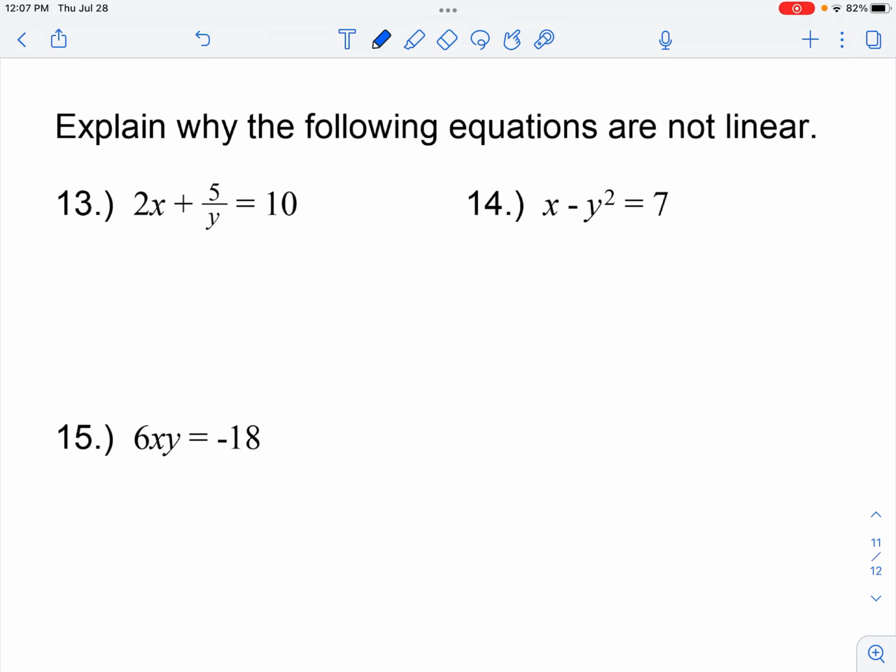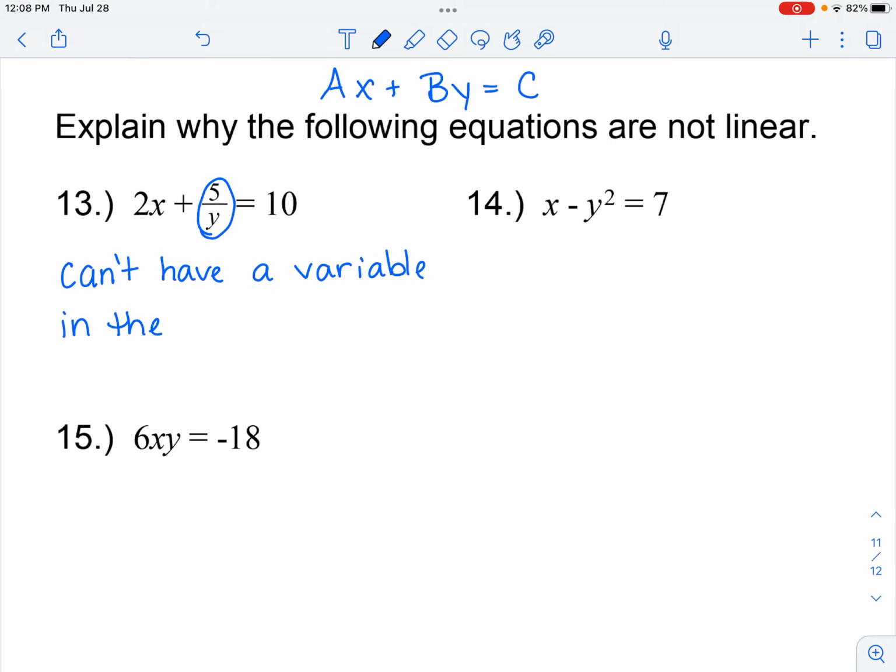Looking at problem number 13, remember standard form is ax plus by is equal to c. Well, this is my problem. That's not by, that's b divided by y, okay? So the reason why is you cannot have a variable in the bottom of a fraction. You can't have a variable in the denominator. That's not linear. That's something called rational, which we're not going to do until second semester, most likely.